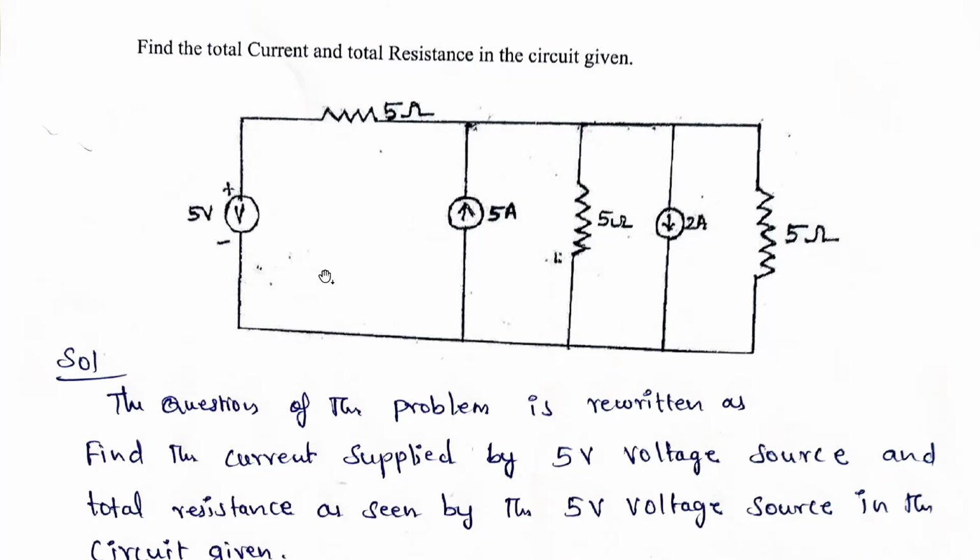Here also we can solve it. That's why I rewrote this question as: find the total current supplied by the 5 volt source and the total resistance as seen by the 5 volt source in the given circuit. So this might be the question, but they have given a big question. So anyhow, you need to be careful solving this problem, and a very simple problem you can easily solve.